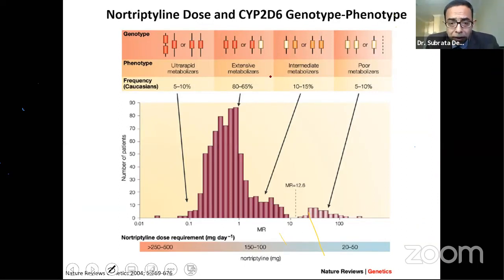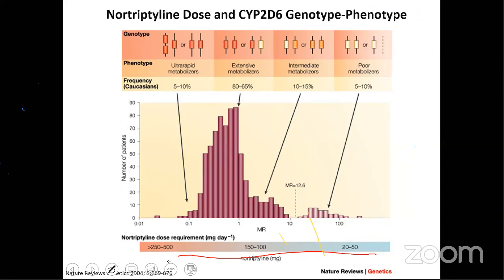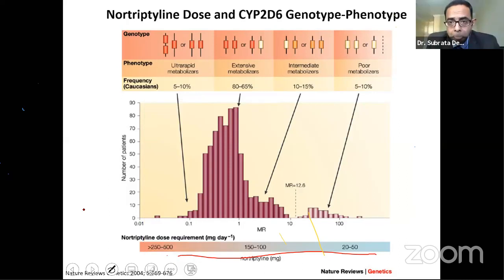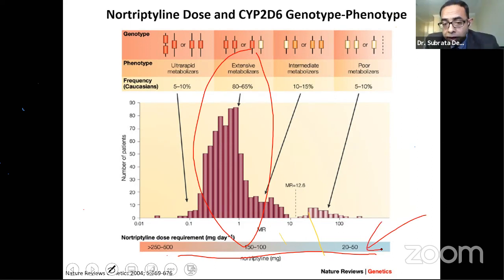And this is an example of how dose can be different. So nortriptyline, we all know, is an old drug used as an antidepressant. Now you look at the bottom, the range of dose needed is 50 milligrams to 500. There is a tenfold difference of dosing needed. Now, for most of the people, you need about 100 to 150. But there are people where you need 20 to 50 only, or where you need more than 250 or 500. So you can see the range is so wide. If we give the people who need 50 the 500, it will be a catastrophic effect, and vice versa.